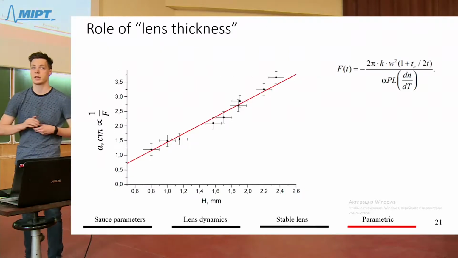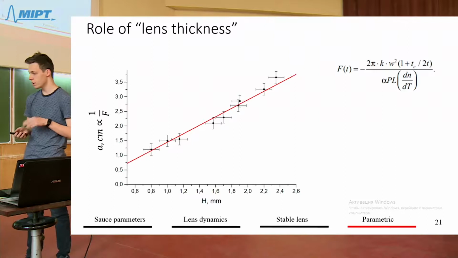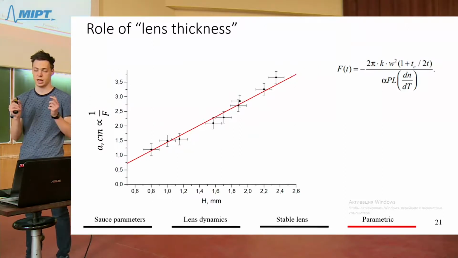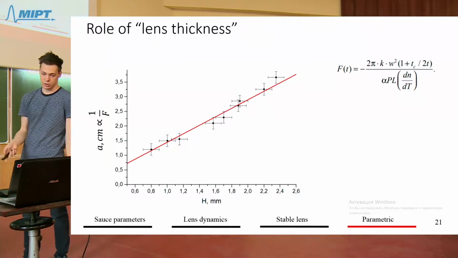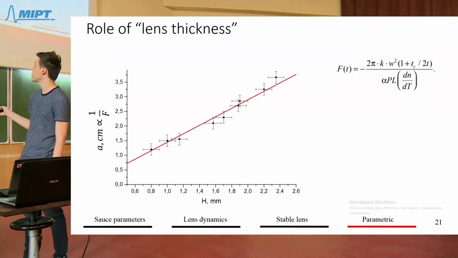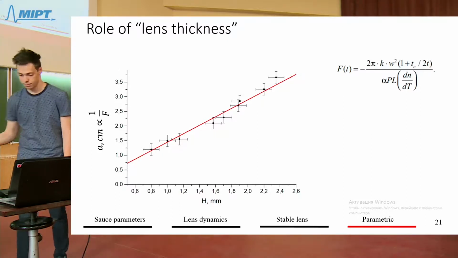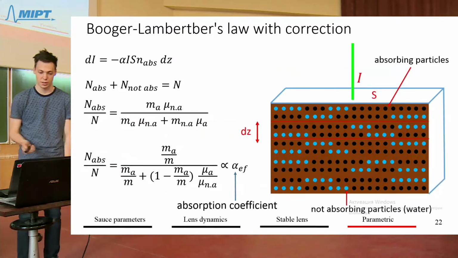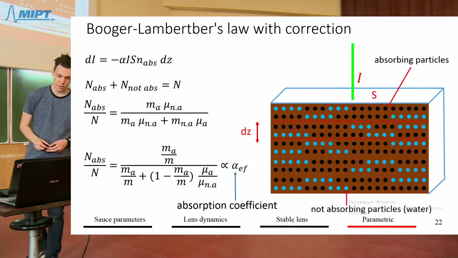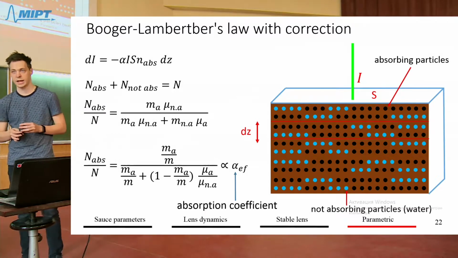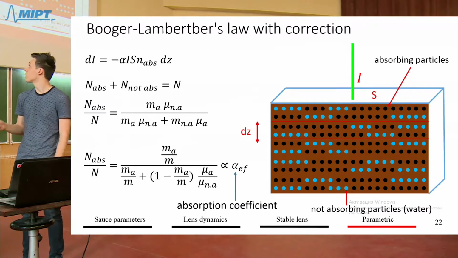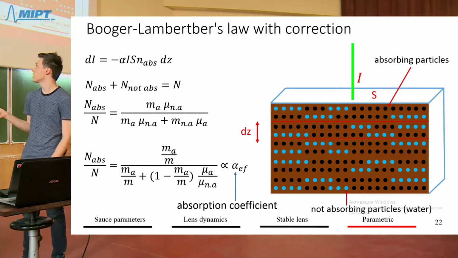Next, we increase the thickness of our lens, just adding more layers on the same surface area. And as you see, as predicted from our theory, the focal length is proportional to the height of our lens. Last but not least, we change the composition of our soil. So we add some water to it, in order to check the dependence on the effective absorption coefficient.